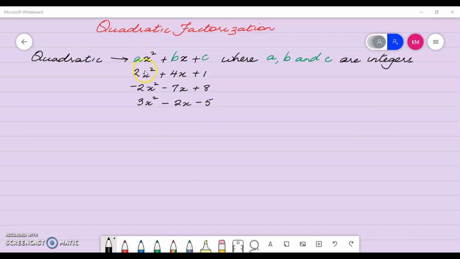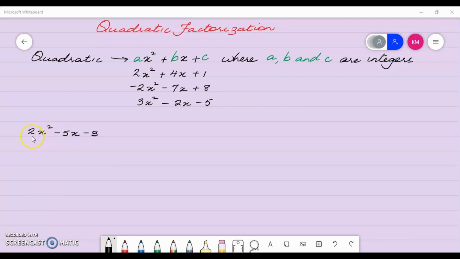A is always your coefficient of that squared variable. B is your coefficient of your variable where the power is 1. And C is your constant, meaning that number that stands alone. So all three of these are called quadratic expressions. Now let's take a look at how to factorize a quadratic expression.